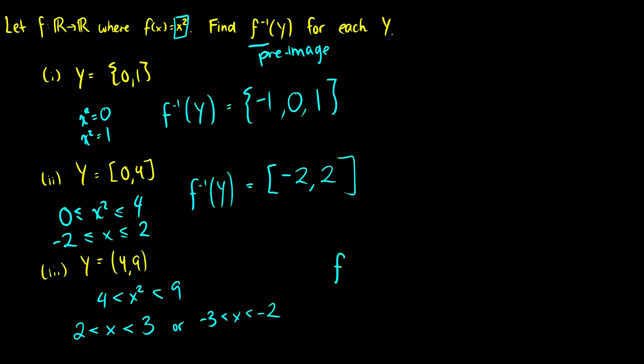So if we take the pre-image of y, then we're going to get from negative 3 to negative 2, union 2 to 3. So this is kind of like asking for the domain when you're given the range. It's pretty much the same thing. So that was some questions about inverse functions and preimages.